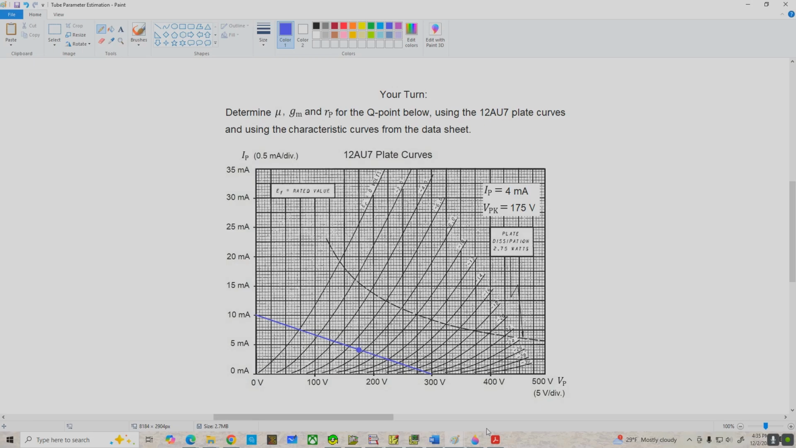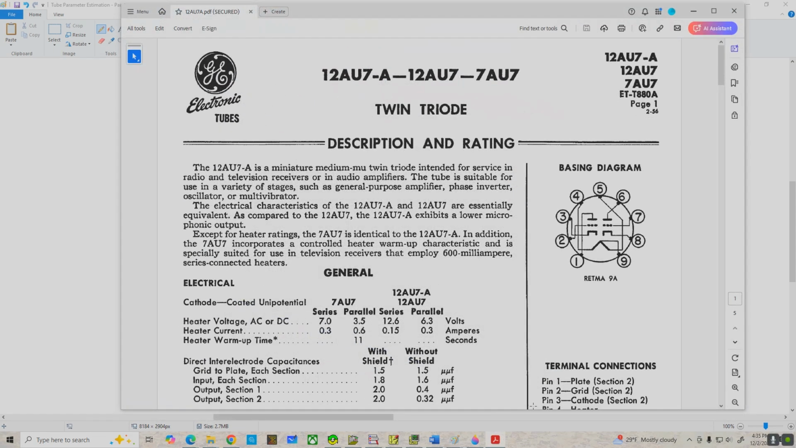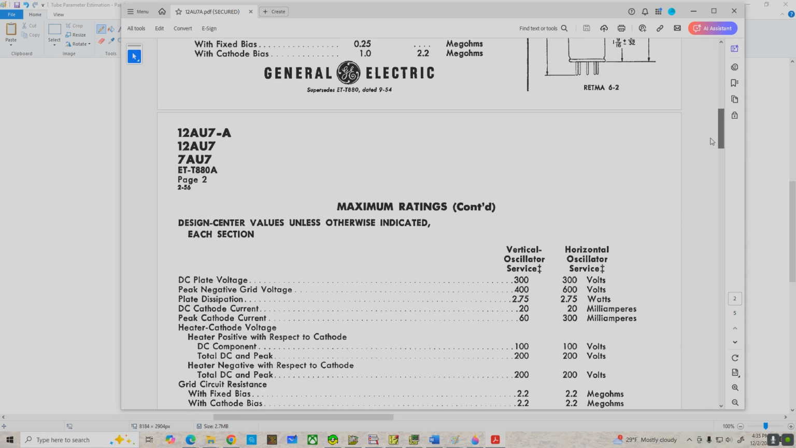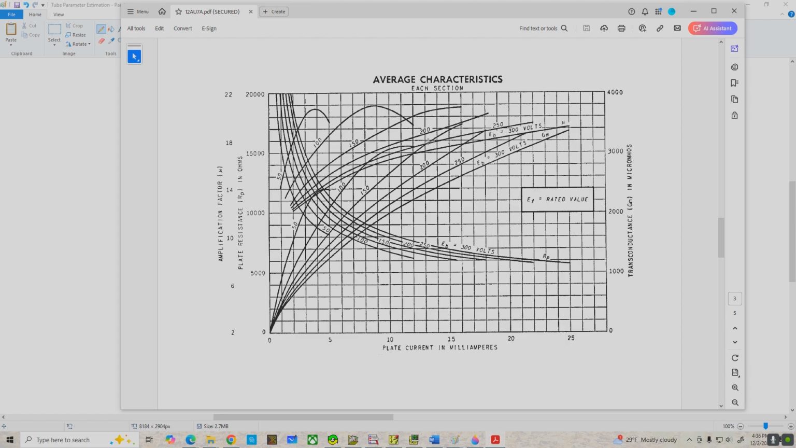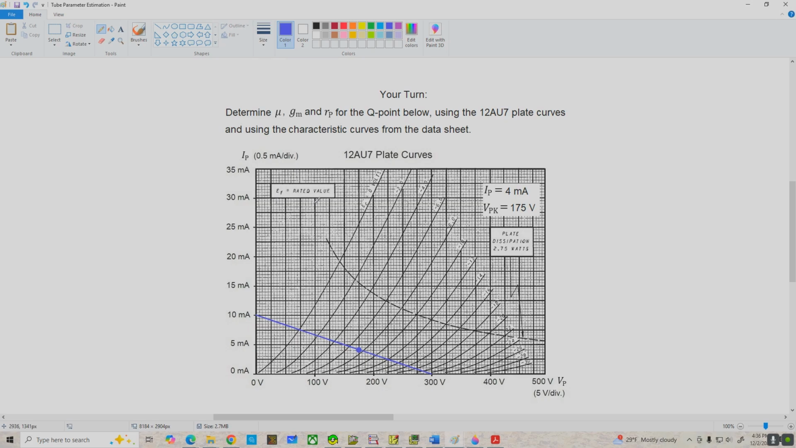And by the way, here are the characteristic curves for the 12AU7. This is pretty interesting. Let me pull it down. And there we go. So this is the mess that you have to work with to figure out these values based on the characteristic curves for the 12AU7. Or again, you could just use the techniques I showed you earlier with the plate curves and go from there.